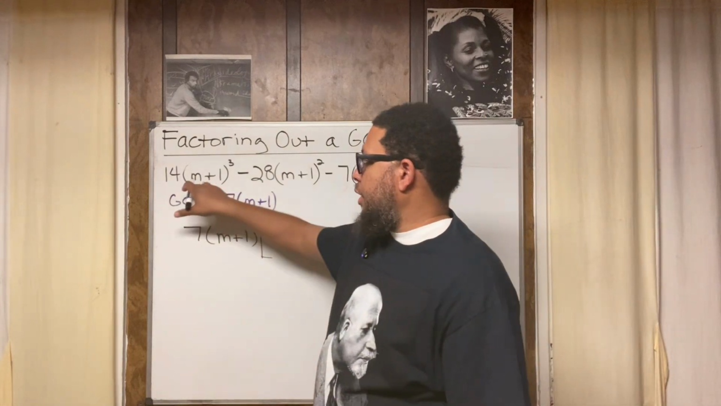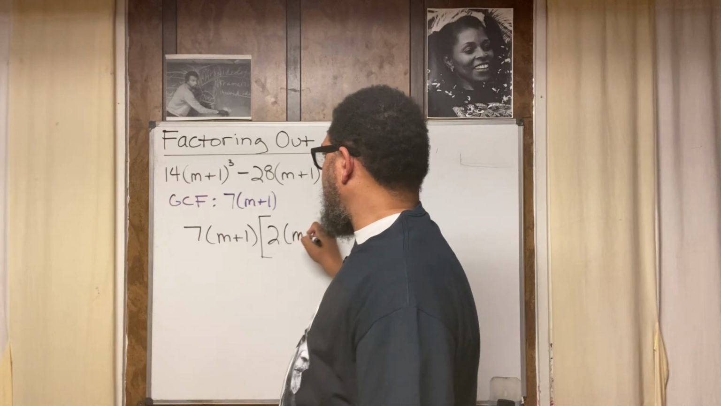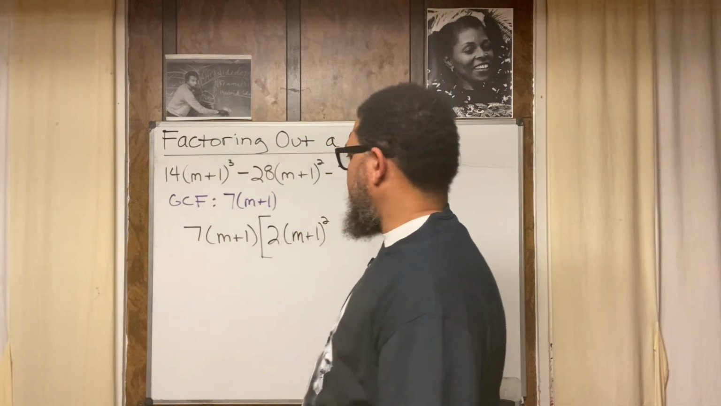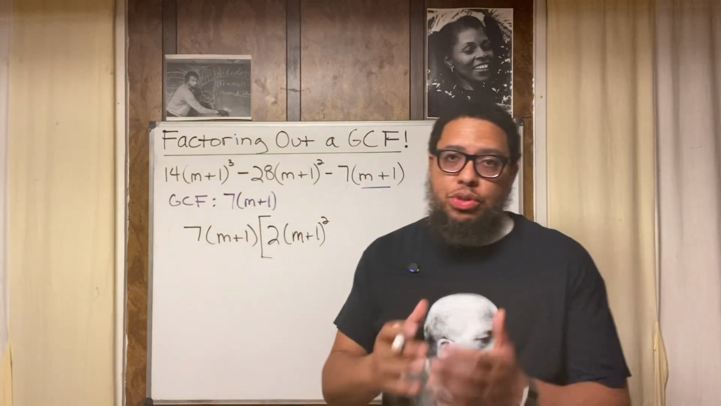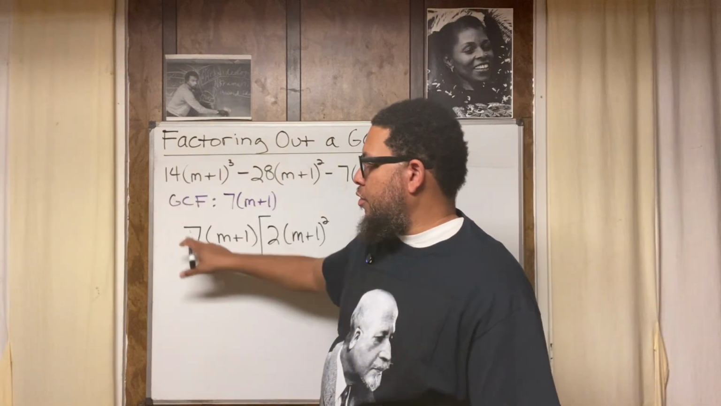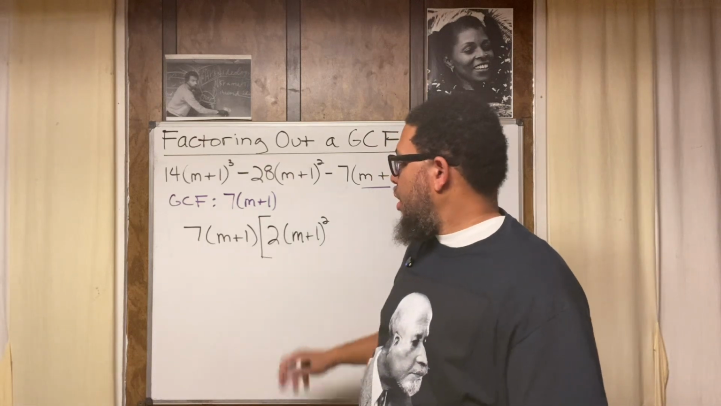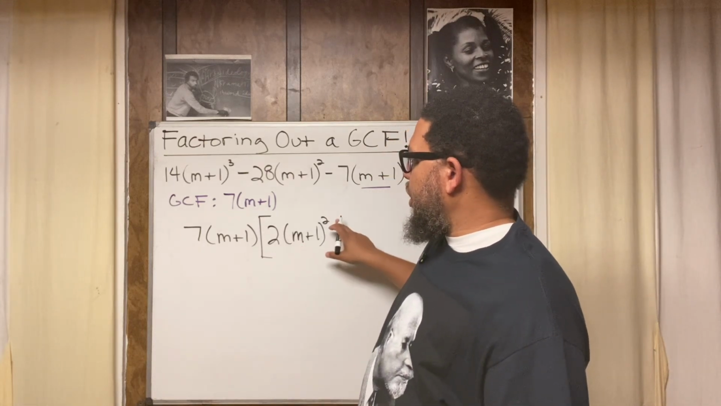So when I divide this by this, I get 2 times the quantity m plus 1 squared. Now, let me explain why. Let me make sure you know where that comes from. Where does this 2 come from? 14 divided by 7. What is 14 divided by 7? It's 2.